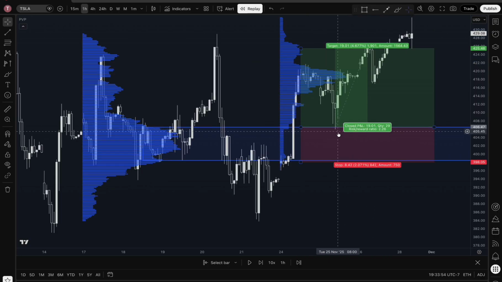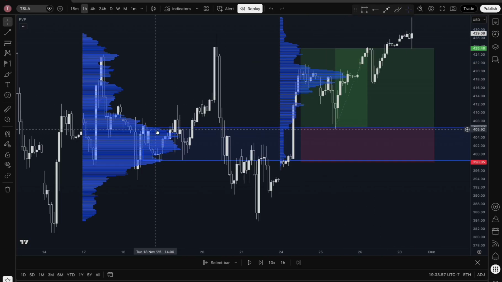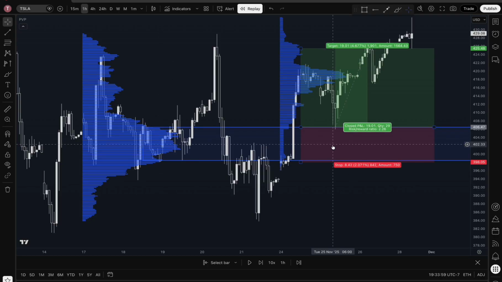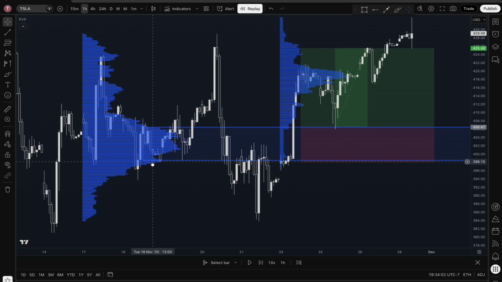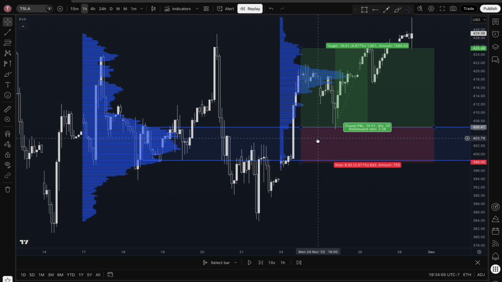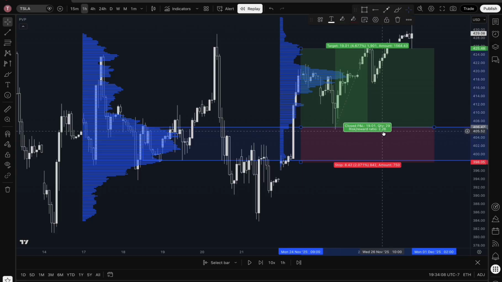And for this particular trade, I would be entering right at the upper edge of the high volume node, and my stop loss would be just below the lower edge of the high volume node. This gives me a risk reward ratio of 2.26, and I would be taking profit somewhere around this hourly level. So as you can see, I don't necessarily use only volume profile for entries and take profits.